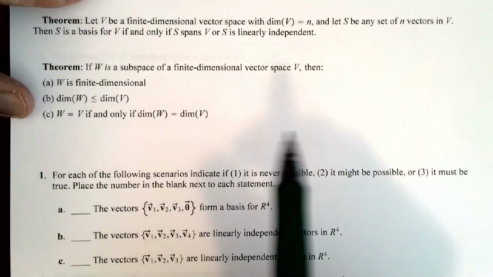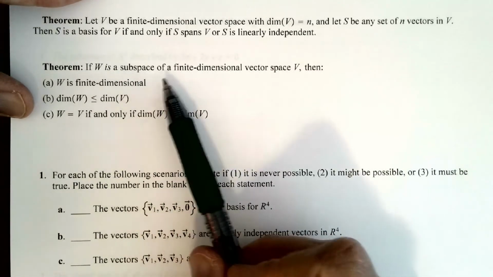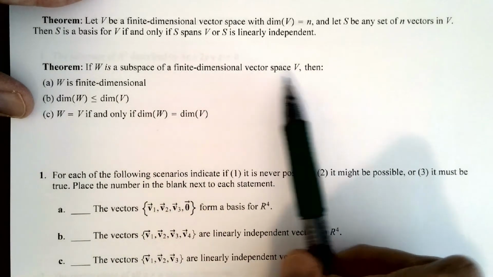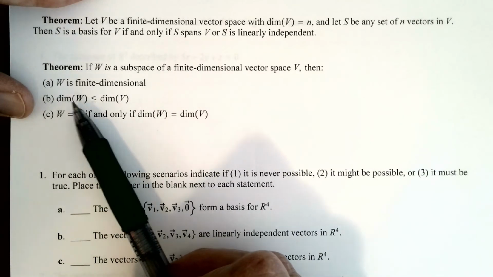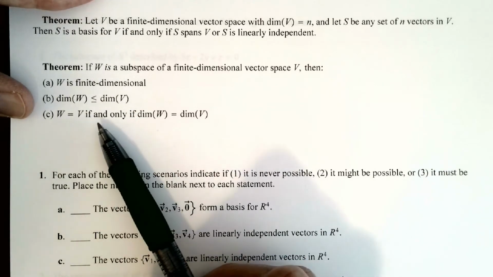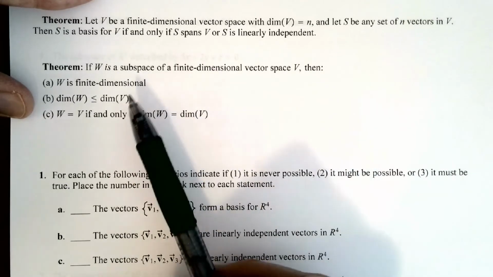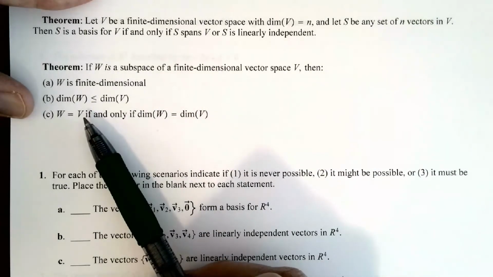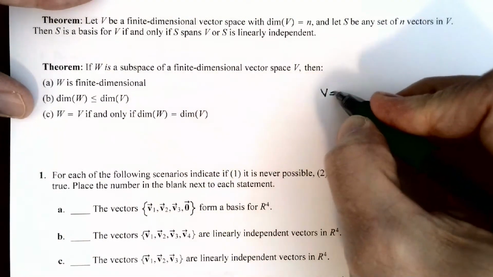Now, one more thing about subspaces and dimension. If W is a subspace of the finite dimensional space V, then W is finite dimensional. The dimension of W is less than or equal to the dimension of V, and W equals V if and only if the dimension of W equals the dimension of V. And we can think of this in terms of familiar territory. What if V was equal to 3 space?